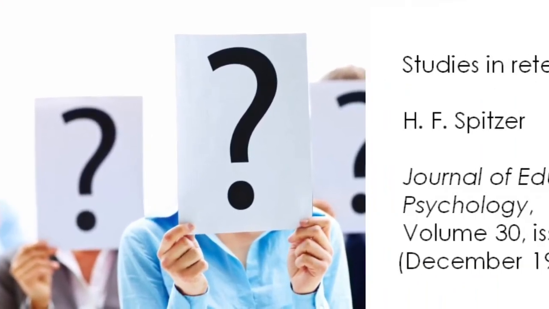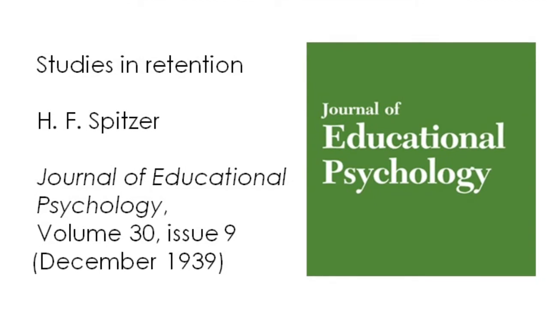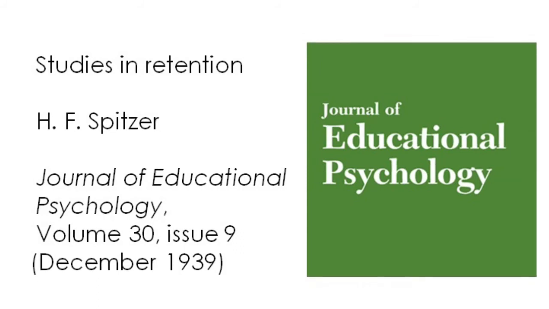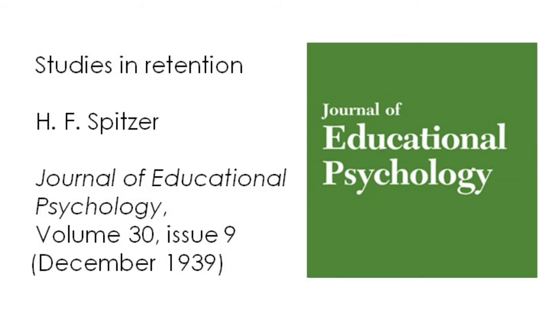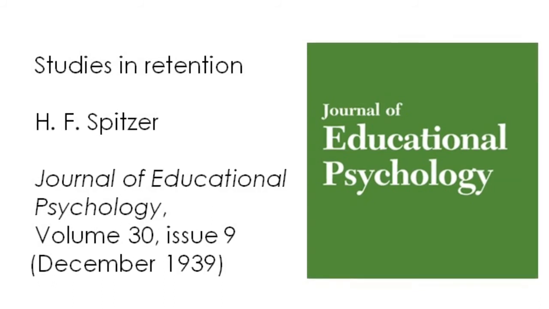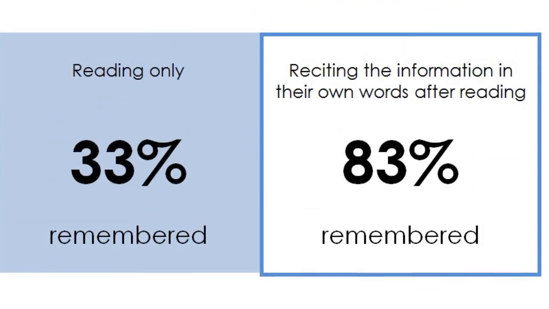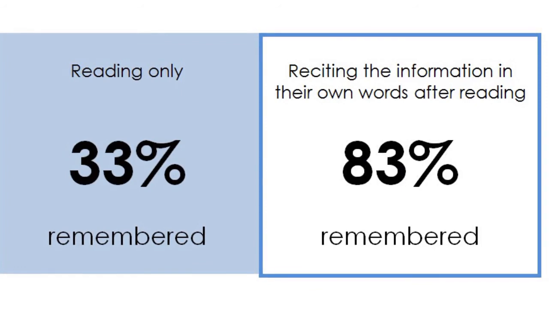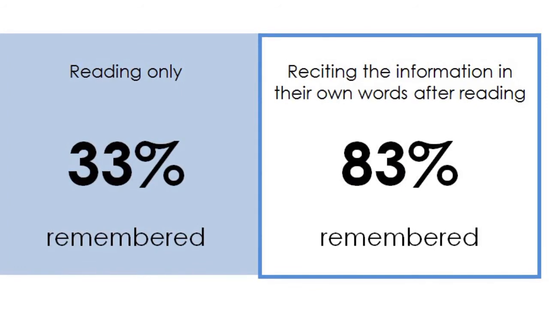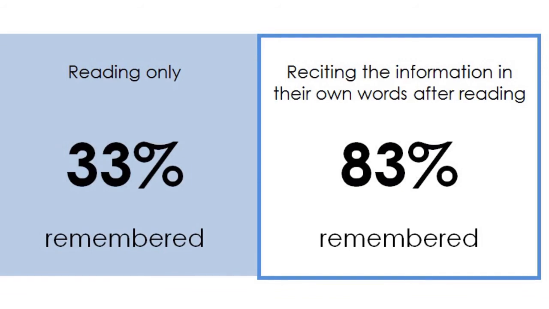Well, if we travel forward about 100 years to 1939, the psychologist H.F. Spitzer showed that encoding what has been said, either by repeating it or by taking notes, can help to counter the brain's tendency to forget. In Spitzer's study, some subjects merely read materials, while others recited the information in their own words immediately after reading it. 7 days later, those who had simply read the information could only remember 33% of what they had read. Those who had recited it remembered 83%.